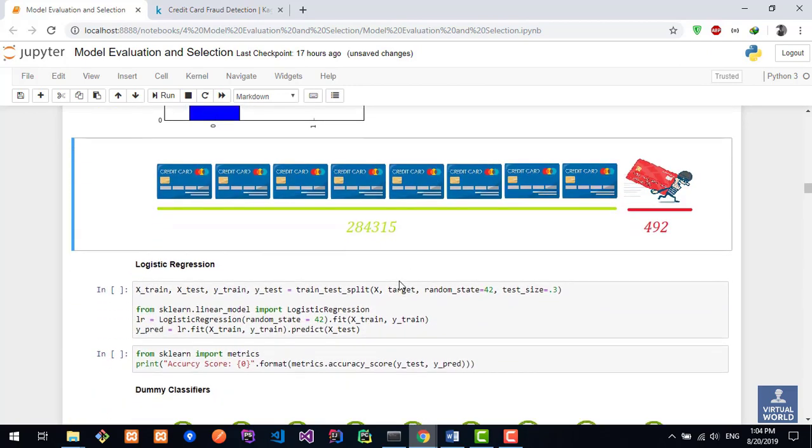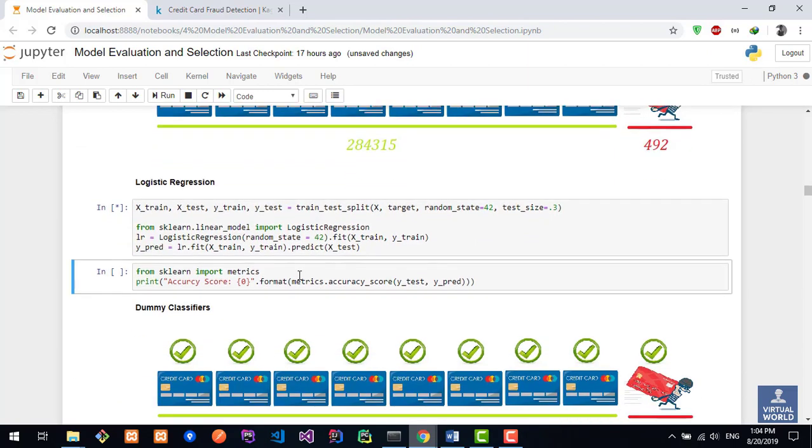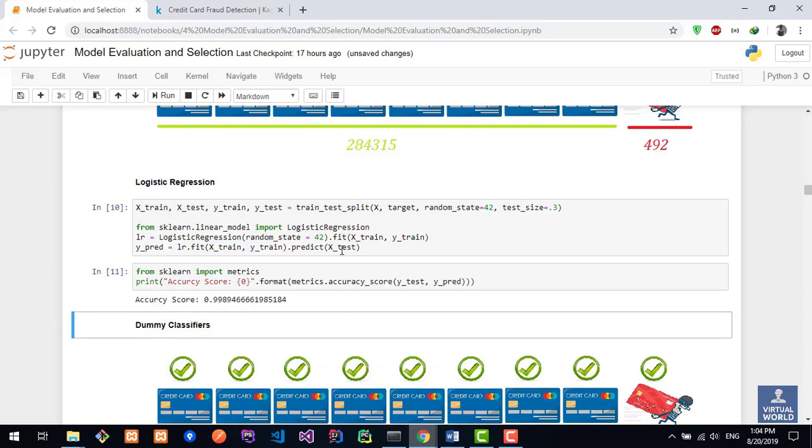Okay, now let's split our data into train and test, and then see the accuracy of a logistic regression model over our dataset. The accuracy is 99.8%, which is almost 100%. So this is an excellent model performance, right?